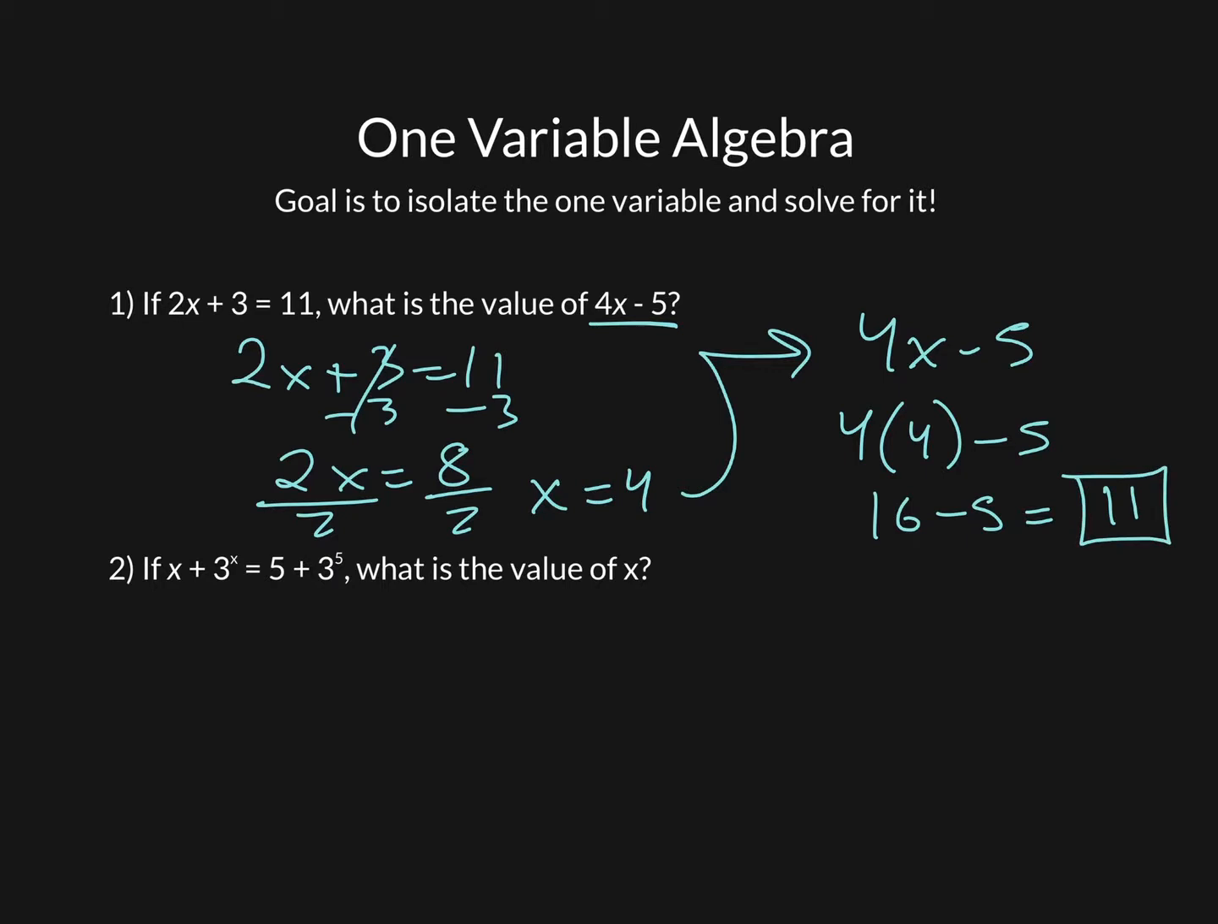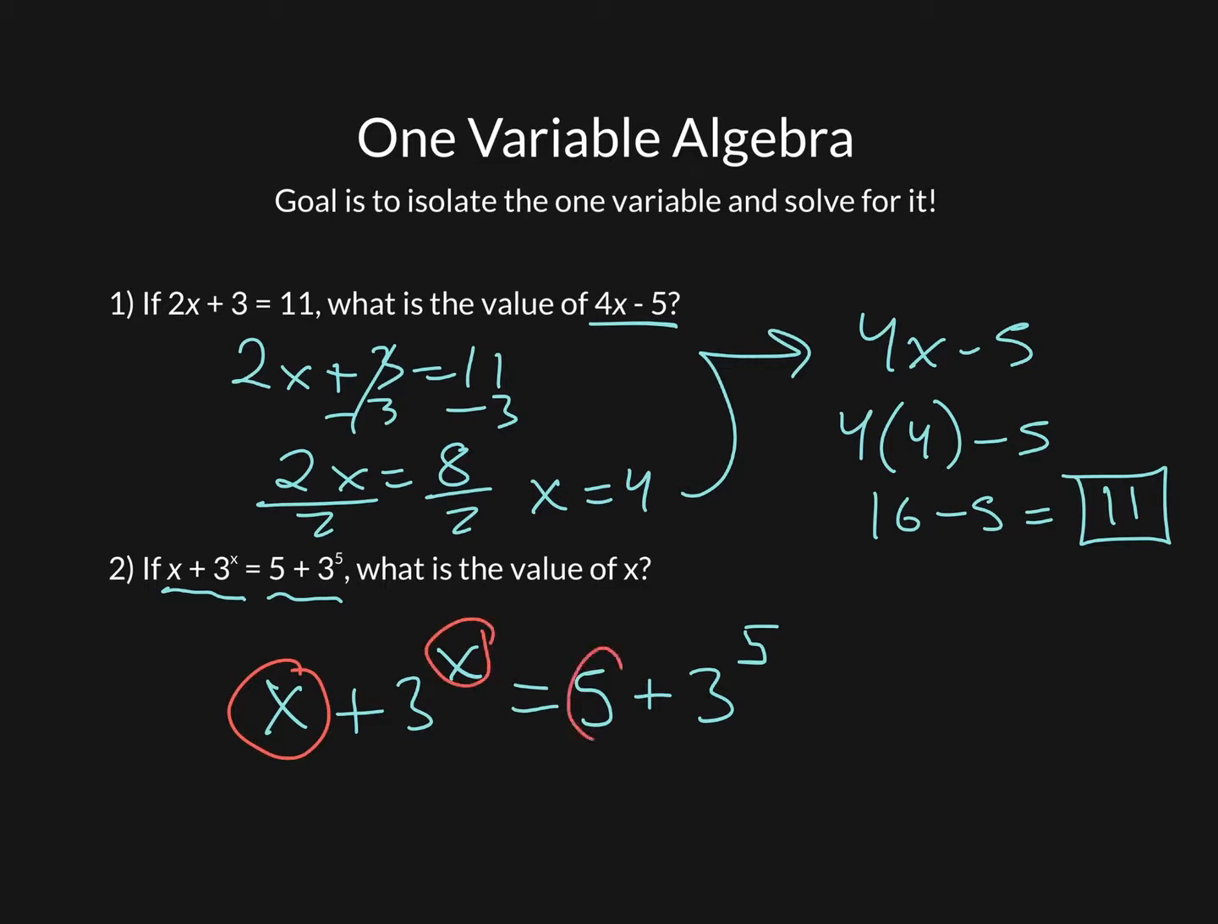But sometimes, instead of just isolating the variable and solving for it, another type of one variable algebra question that you may see on either the SAT or ACT will be something like number 2, where they're asking us, if x plus 3 to the x equals 5 plus 3 to the 5, what is the value of x? Now let's take a step back. Instead of isolating and trying to solve for x in this case, think outside the box. x plus 3 to the x has to be equal to 5 plus 3 to the 5. Well, look at that. So in that case, we know that x is simply just 5, and we didn't have to do any math. It's just recognizing what the pattern was there.